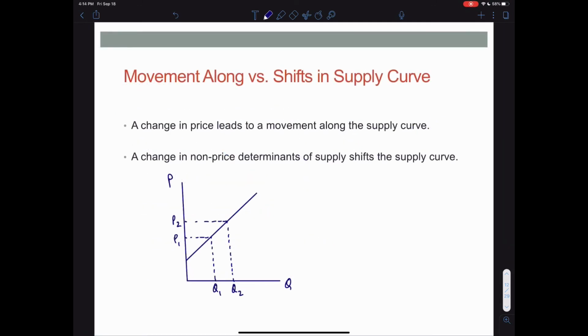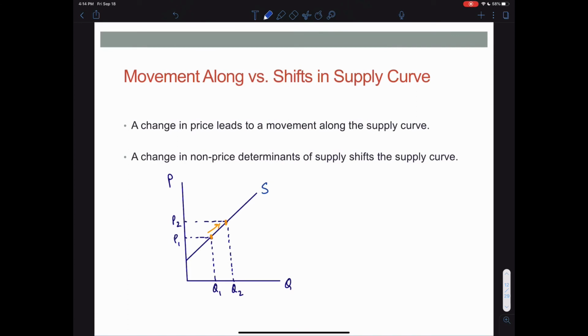When the price of a good changes, it leads to a movement along the supply curve. So if the only thing that's changing in the market is the price of the good, then we say that there has been a movement along the curve from one point to the other. If the change that we're talking about in the market is a non-price factor, then we will shift the supply curve.